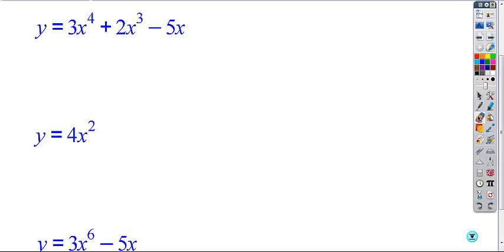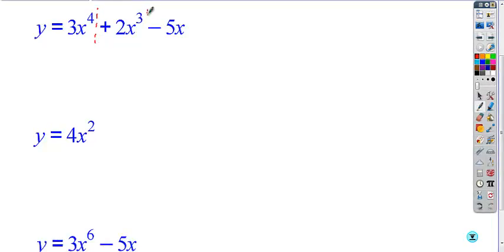So real quick, what's the biggest power on x here? 4. So what do we call a polynomial of degree 4? Quartic. How many terms do I have? Right. So if you notice, I have 2 plus or minus signs, right? Which creates 3 pieces. So now I'll put the 2 names together, and what is it? So this is a quartic trinomial.